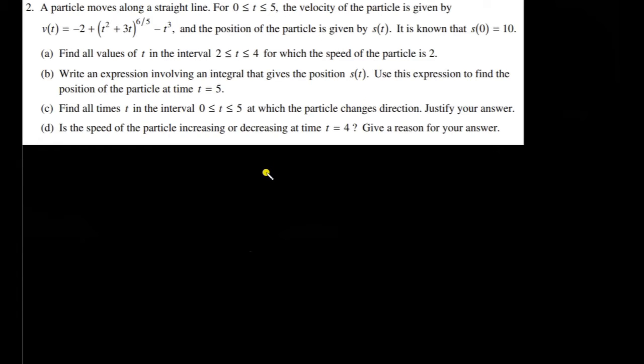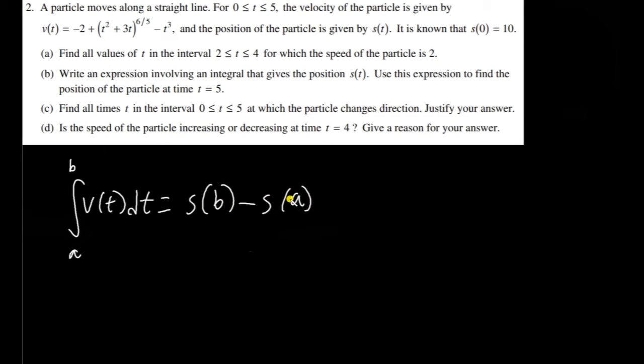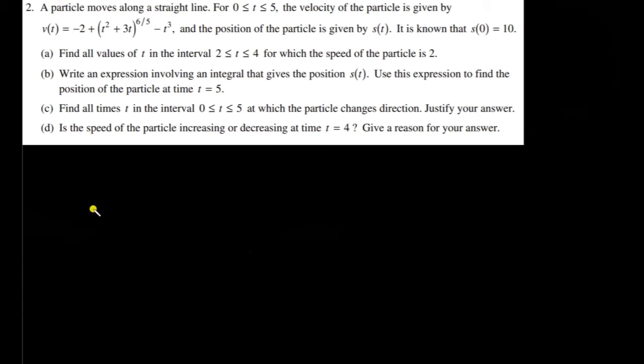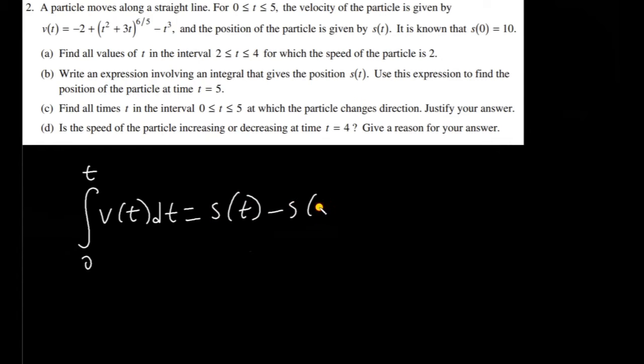Okay, so we know that the integral of the velocity gives us the position, right? So the integral from a to b of the velocity gives us the change in position, gives us the position at b minus the position at a, right? So if we want to figure out the position, we'd say, all right, if we integrate velocity from 0 to some time t, we get the position at that time t minus the position at 0. What's the position at 0? S of 0 equals 10.